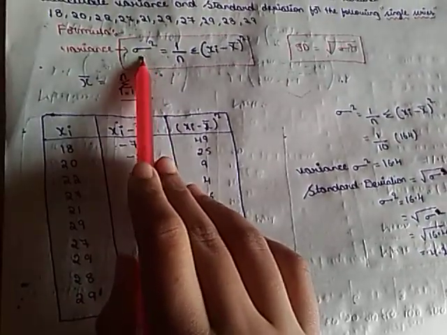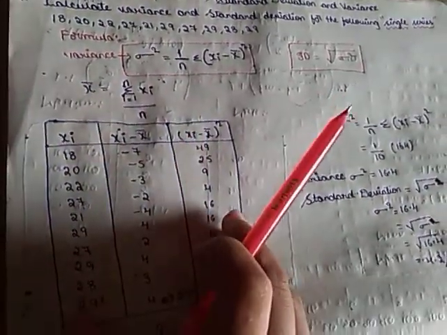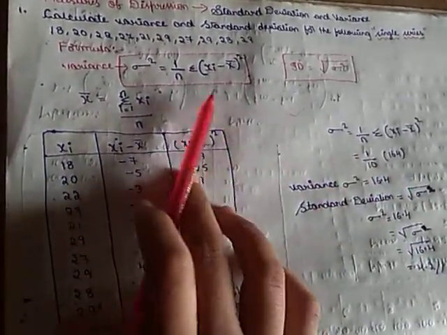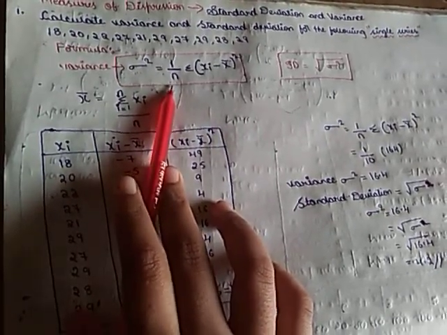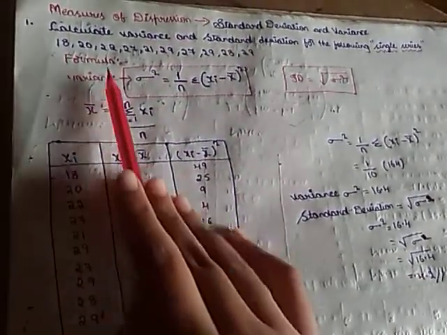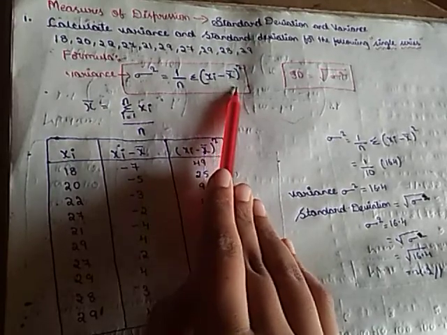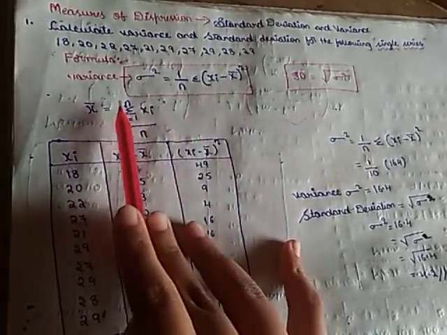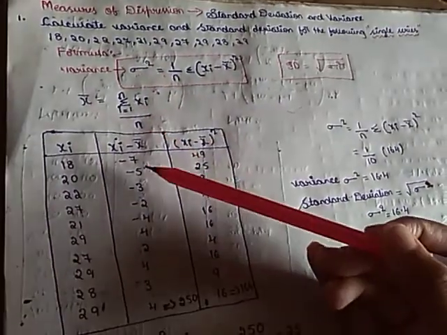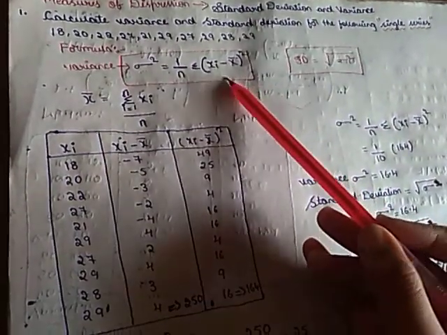Based on the formula we draw the table. You have to first remember the formulas, then only can you form the tables. In this formula we see 1 by n summation of xi, where xi are the given values. And x bar means the mean, which is summation of xi for i equals 1 to n, divided by n. So we have to draw a table for xi minus x bar: first find the values of xi minus x bar, then find xi minus x bar whole square.